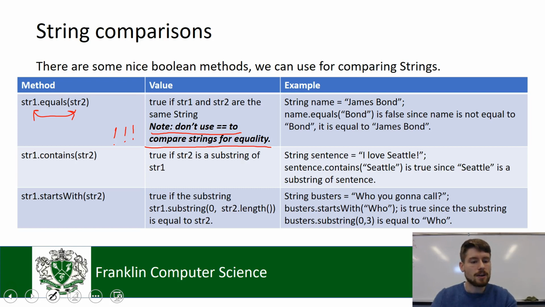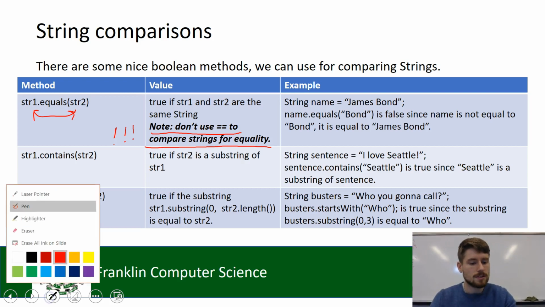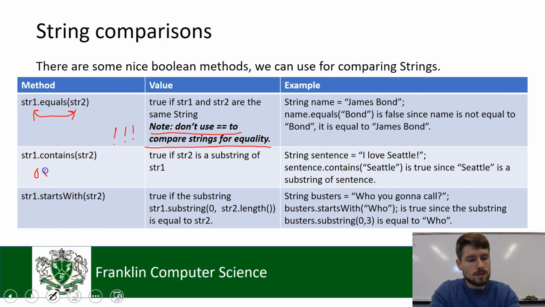Note that the order does matter. So order matters in this case. If I were to do Seattle dot contains sentence, I'd find that's false because I don't have all of I love Seattle in the string Seattle. Okay? So contains is looking at, is string 2 a substring of this first string, string 1? Order matters. And then starts with is another one that matters as well.